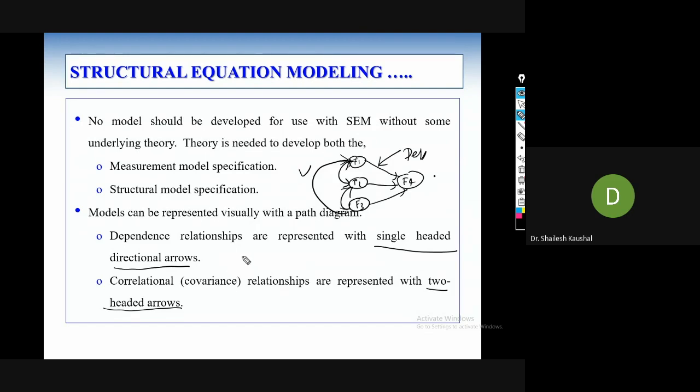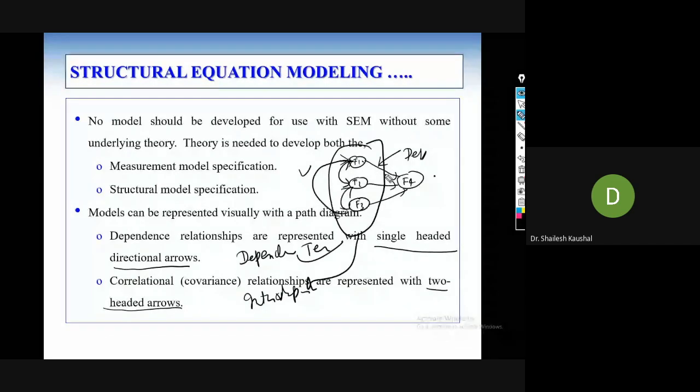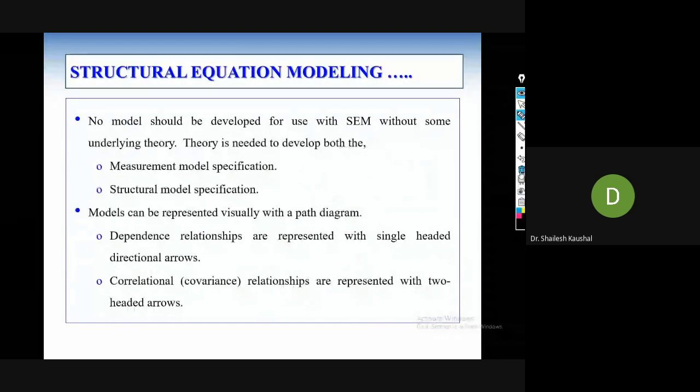I told you there are two things: a dependence technique and an interdependence technique. When I check only the three variables, it is an interdependence technique. When I find the relationship of F1 with F4, it's a dependence technique. So we use dependence and interdependence techniques in structural equation modeling.